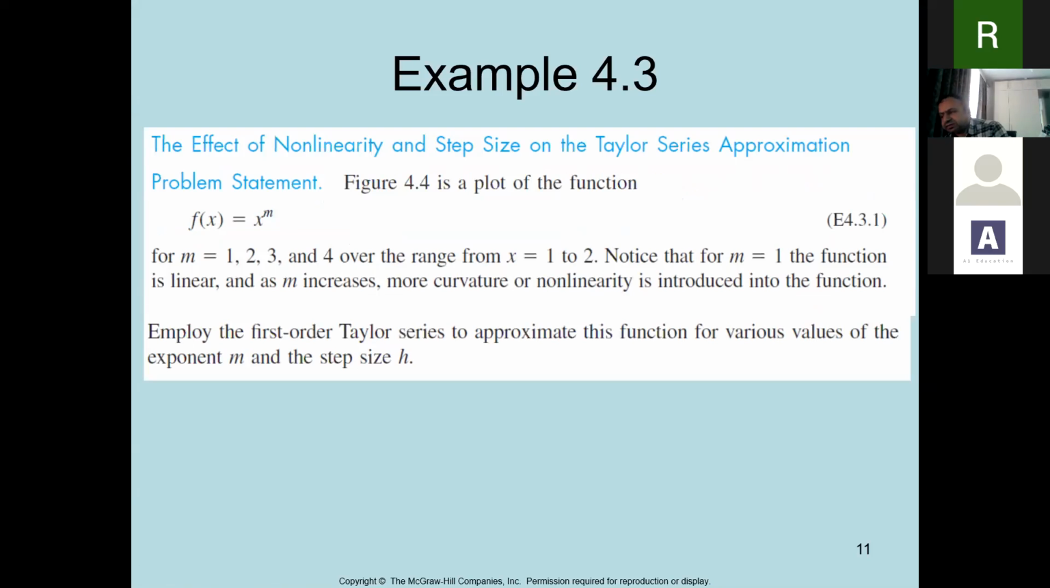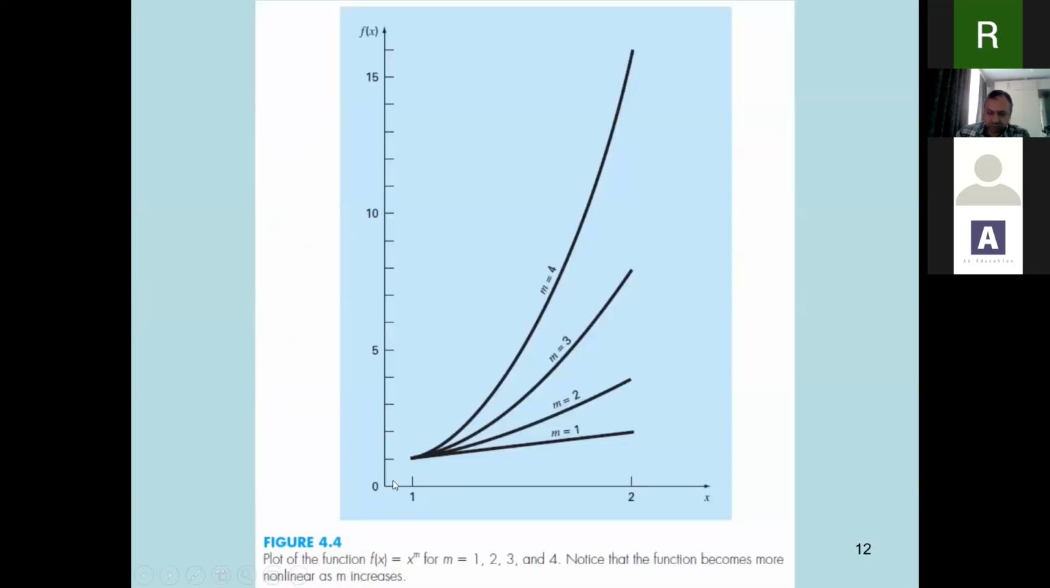So in the first two examples, I illustrated how we can calculate the Taylor series approximations for different types of functions. So in this example, we will see the effect of the non-linearity and step size on the Taylor series approximation. So figure 4.4 is a plot of the function f(x) equals x power m. So this is the figure 4.4. So x power m, where m can have different values.